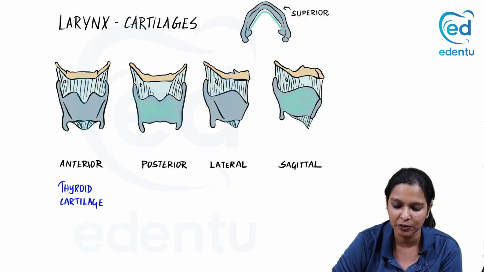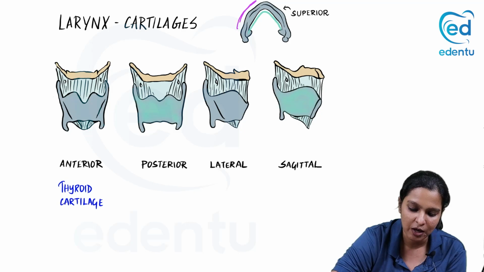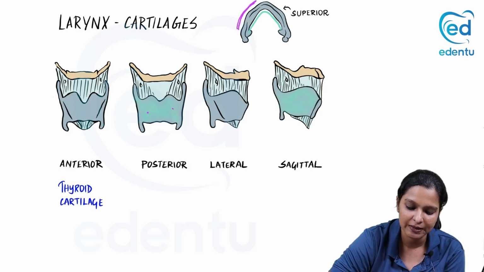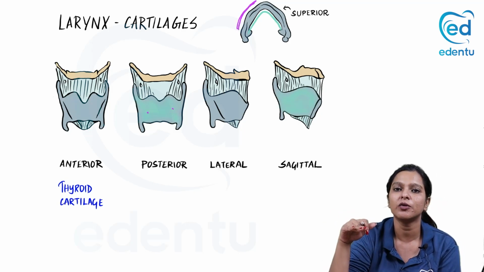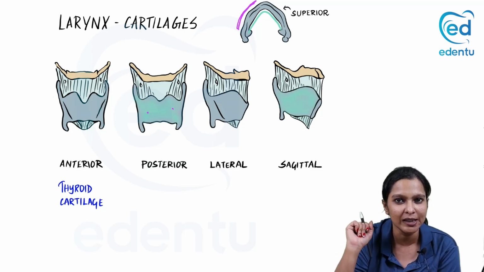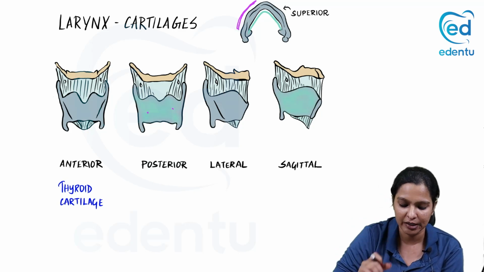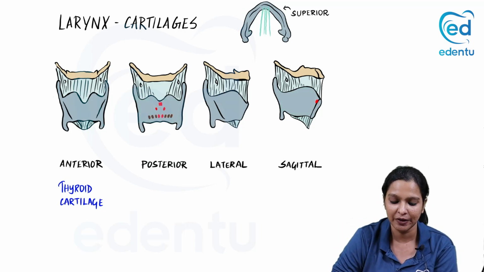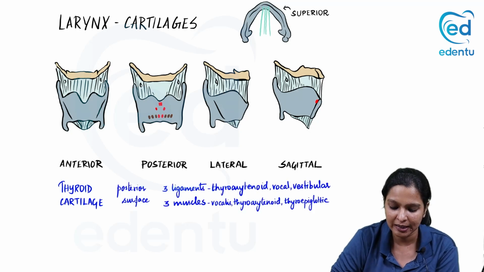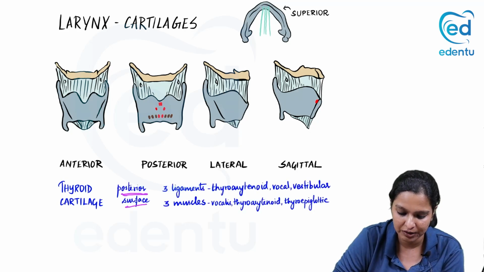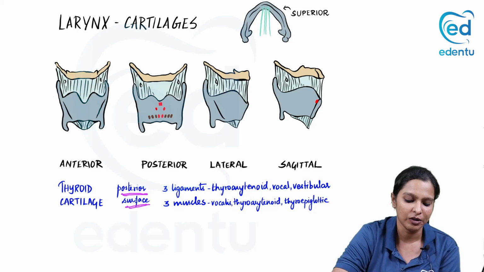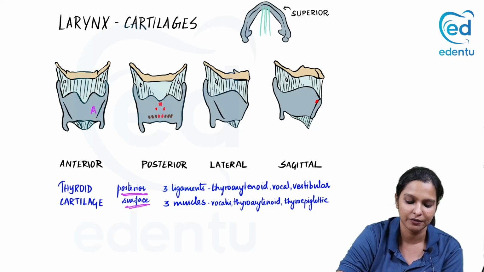Next, we'll move on to the inner surface. So this was the outer surface, and these are the inner surfaces. When viewed from posterior, you can take a look at the inner surface of thyroid cartilage. Here we have three ligaments and three muscles. This is also called the posterior surface. The outer is also called the anterior surface.